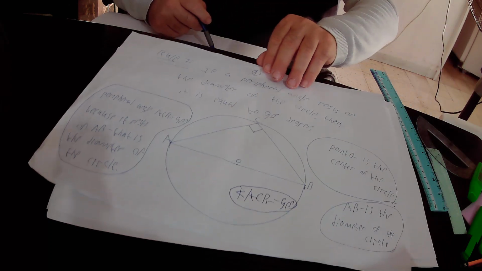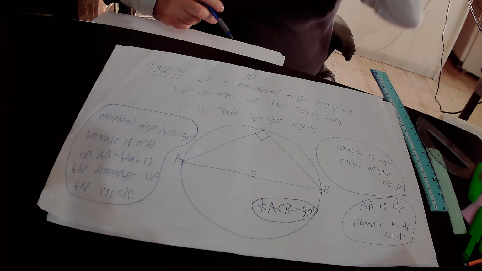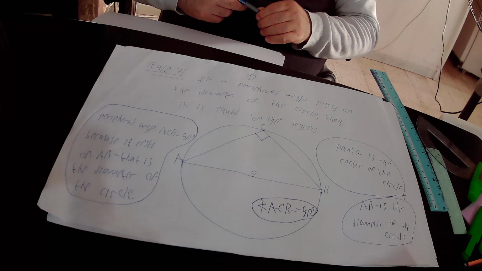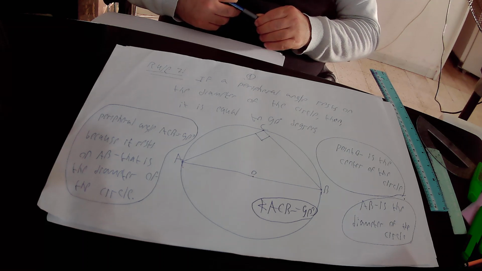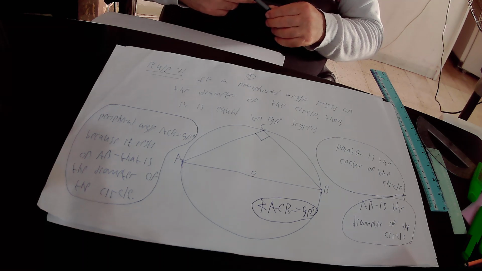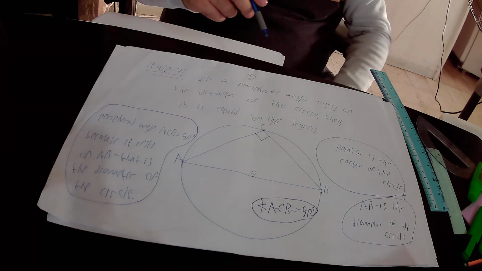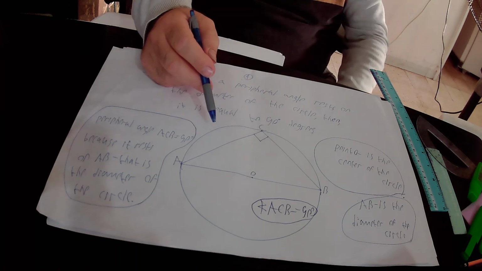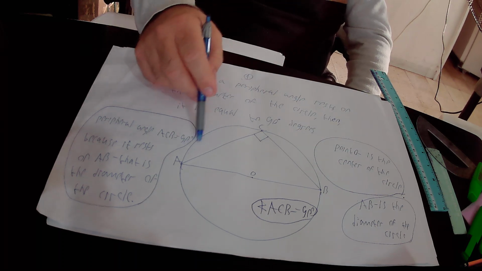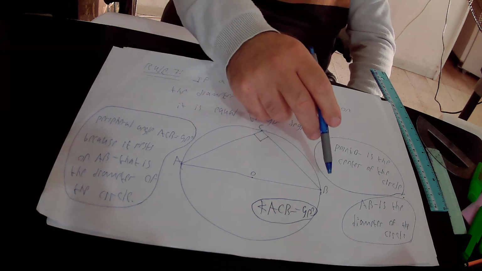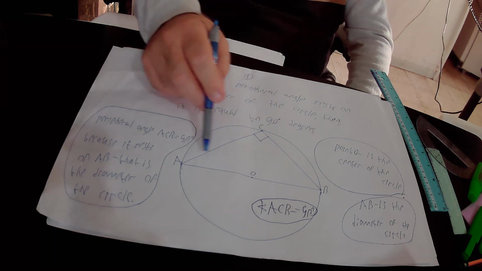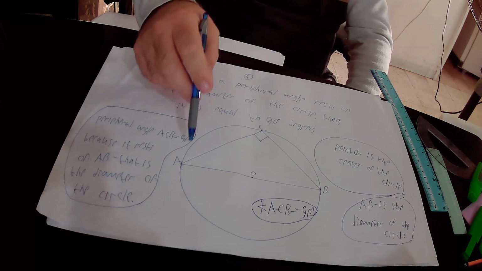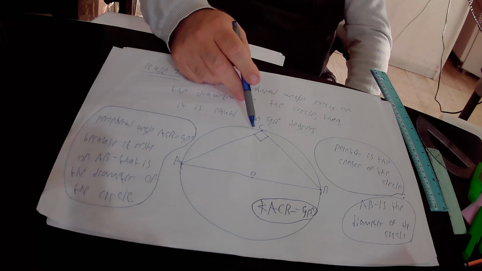According to rule 7, if a peripheral angle subtends on the diameter of the circle, then it is equal to 90 degrees in its size. So in the drawing we have a circle, line segment AB is the diameter of this circle, and we have also here peripheral angle ACB. It is subtended on AB, that is the diameter of this circle, and therefore according to rule 7, peripheral angle ACB equals 90 degrees in its size.